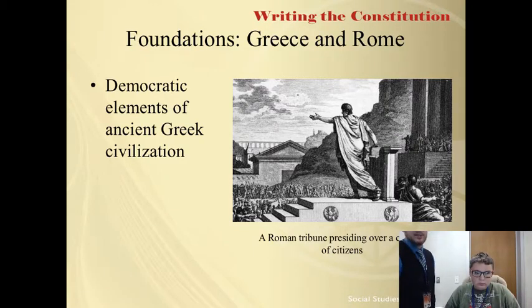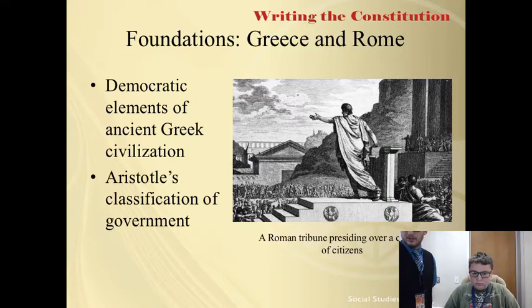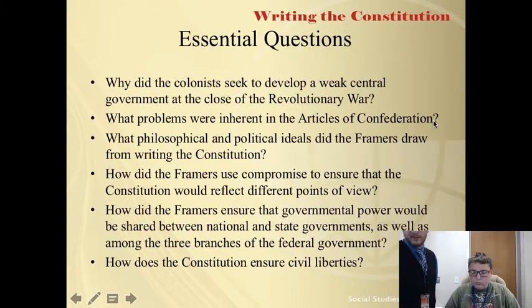So democratic elements of ancient Greece. You're going to read through this right here, and as you do, each time you hit a new subject, click the next arrow, and then when you get to it, it'll go the other way. When you're finished, click End Slideshow, and then click up here and click Stop.